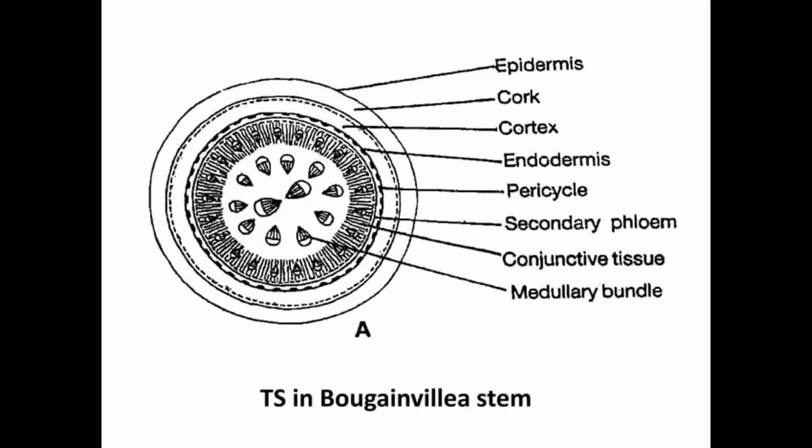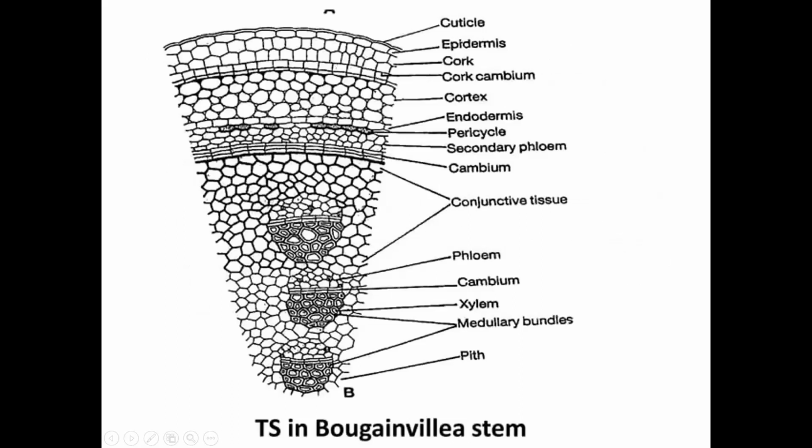So this is the TS of Bougainvillea stem. It contains the outer epidermis, cork, cortex, endodermis, here the pericycle, and here this one is the secondary phloem. In between the secondary phloem, the conjunctive tissue is present. So these are the vascular bundles.